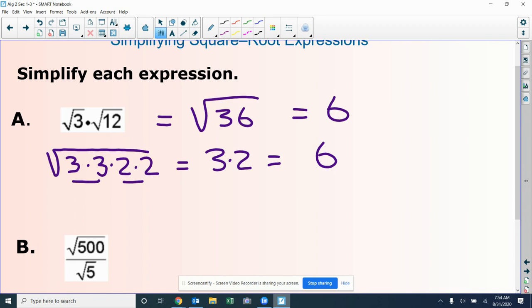I'm trying to give you a couple different ways. Don't get locked into one particular way. Look for those perfect squares because they are a little quicker, and you can get to the solution a little quicker.